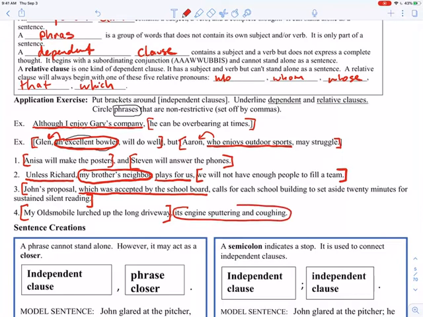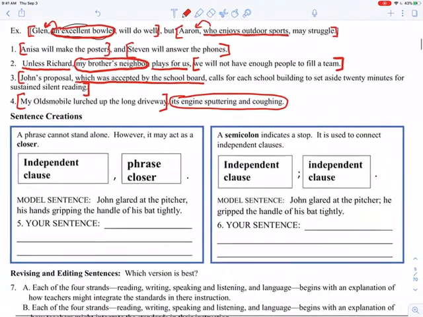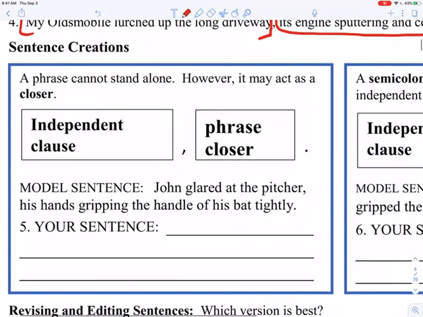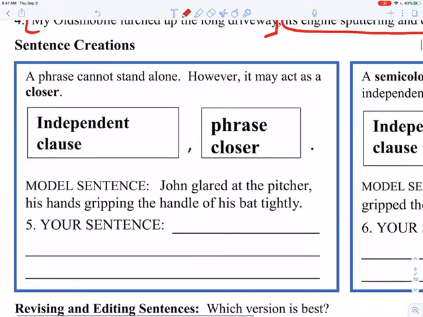All right, on to sentence creation. Go ahead and write one here with a phrase closer after a comma. For this example it says, John glared at the pitcher, comma, his hands gripping the handle of his bat tightly. So you might write a phrase that modifies the independent clause by describing the subject of it. For example, his hands gripping the handle of his bat tightly modifies John.